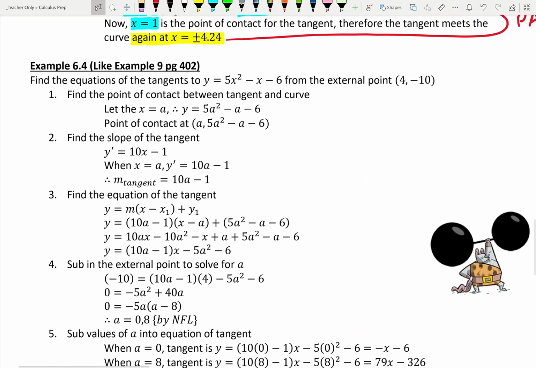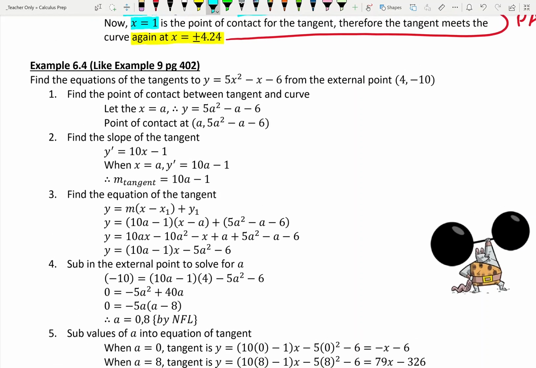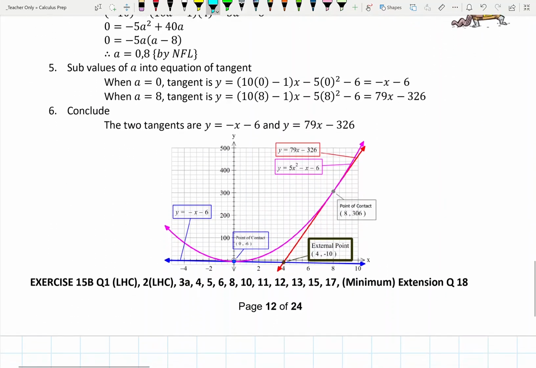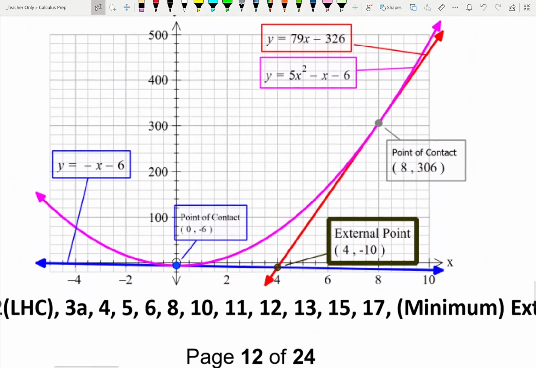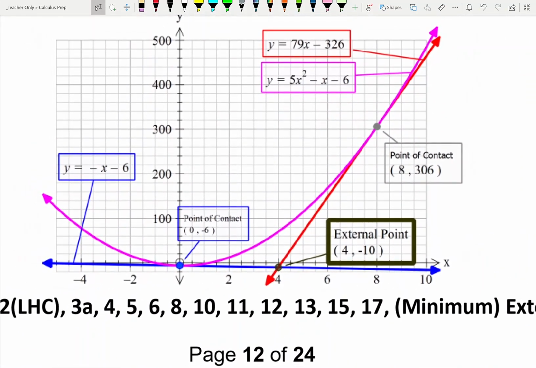Example 6.4 is asking us to find the equation of the tangent to the function from an external point (4, -10). Because this is our first go at this type of question, I'm actually going to show you the graph of what the answer looks like. So the purple one is our function, y equals 5x squared minus x minus 6. And down here you can see our external point, which is (4, -10).